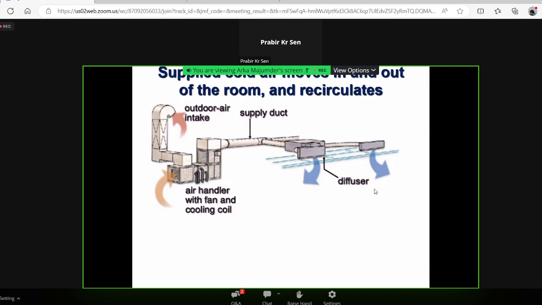So this is how the air circuit is. We supply the cold air into the room, take it back, and pass it over a cooling coil inside an air handler or air handling unit, which also has a cooling coil and fan. Then we mix outdoor air with that, recool the whole thing and supply it back to the room. Next.